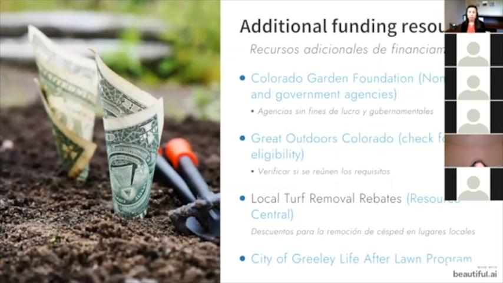Some additional funding opportunities, if you're a nonprofit or governmental agency, are the Colorado Garden Foundation and Great Outdoors Colorado potentially. You can do local turf removal rebates. And then the City of Greeley Life After Lawn program is another example of ways that you can reduce the amount of lawn you have and potentially get a rebate for that.